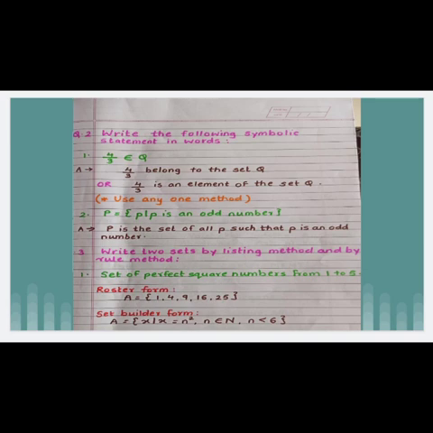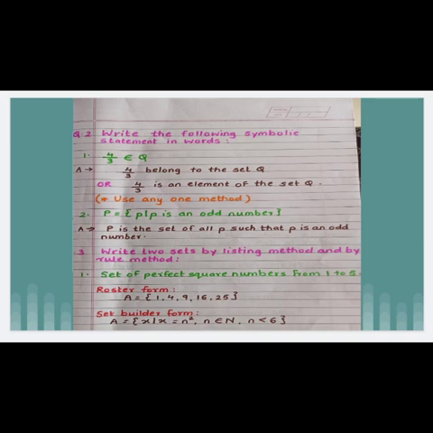This is the first method. Or you can write by using the second method in this way: 4 upon 3 is an element of the set Q. Students, you can use any one method to write the answer.